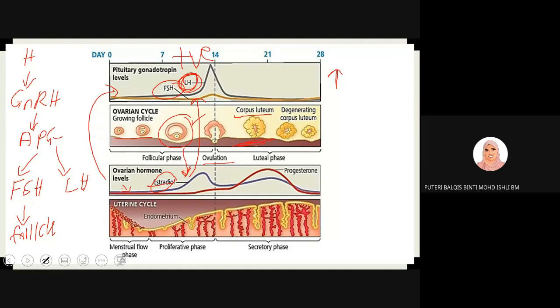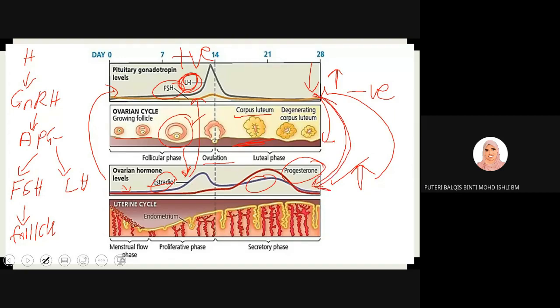Once corpus luteum is formed, corpus luteum will secrete progesterone and also estrogen. That's why it will become higher at the luteal phase sini. Okay, sebab apa? Dah ada corpus luteum. Tingginya estrogen and progesterone, it will give negative feedback to FSH and LH. Low level of LH will cause the corpus luteum to disintegrate and it will cause the progesterone to be reduced. Progesteron rendah, balik kepada menstrual flow phase.